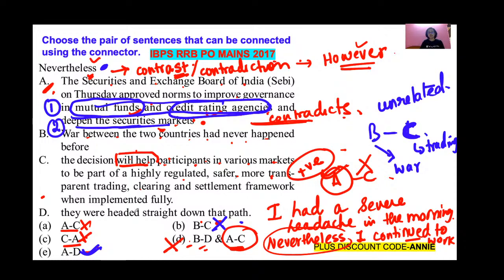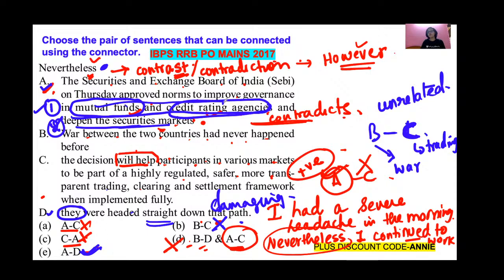Okay, for these two things, they were headed straight down the path. They were headed straight down the path means they proved to be damaging. So this decision was not right. SEBI could not deepen the securities market, and it could not improve governance in mutual funds and credit rating agencies. So options A and option D both are contradicting here. They means 1 and 2, these two things. Okay, so A, D can be connected using nevertheless.